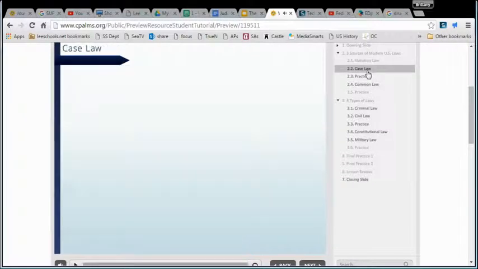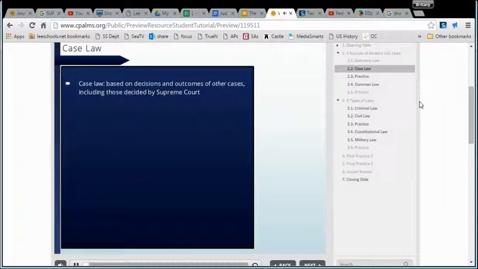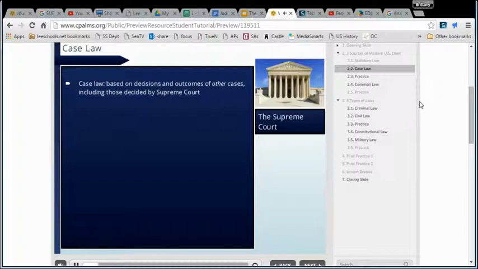emergency. Another source of law is case law. Case law isn't made by a legislature, it's based on the previous decisions and outcomes of other cases, including those decided by the United States Supreme Court. The legal term for this is precedent. When a case is decided by another court, especially a high court on the federal level, its decision becomes a precedent or a model for other courts to follow. The legal principles that come from precedents are what makes case law.